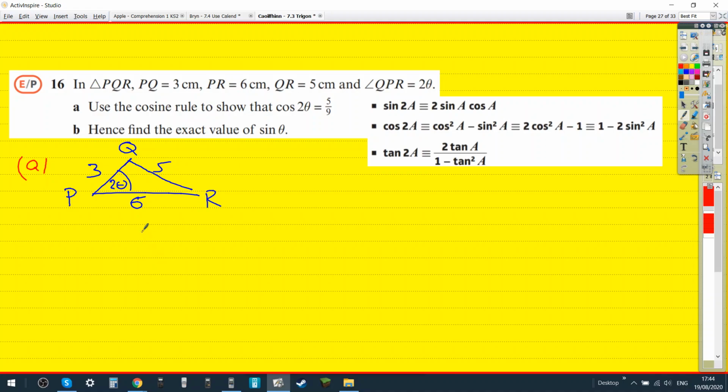The cosine rule is that a squared equals b squared plus c squared minus 2bc cos A. So we're using that to show that cos 2 theta equals 5 over 9. Cos 2 theta is like cos 2A. So what do we do?